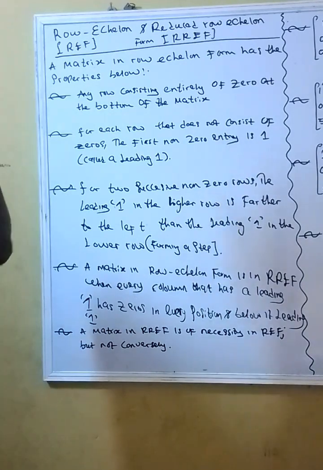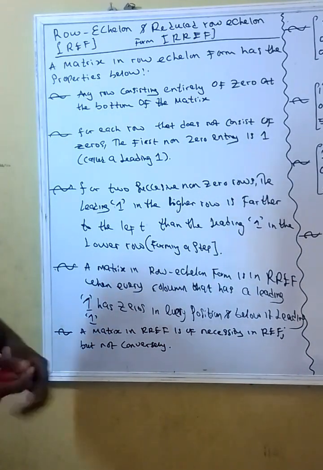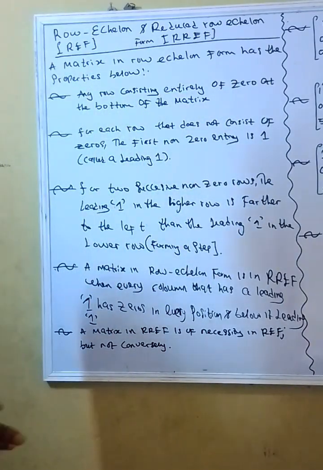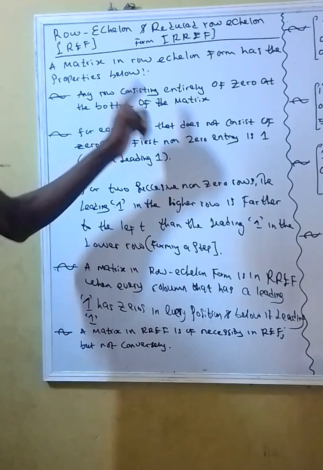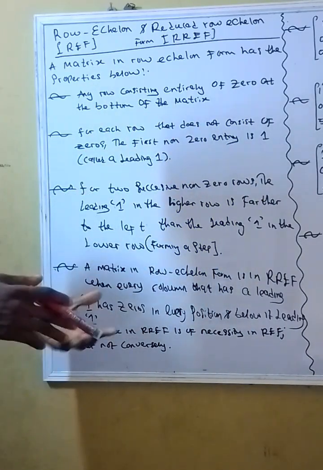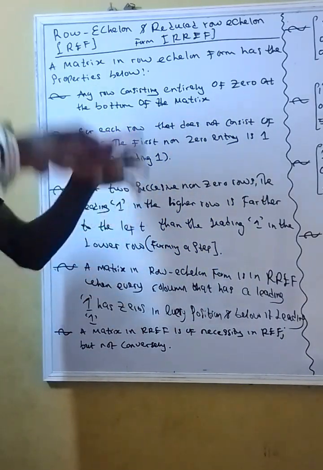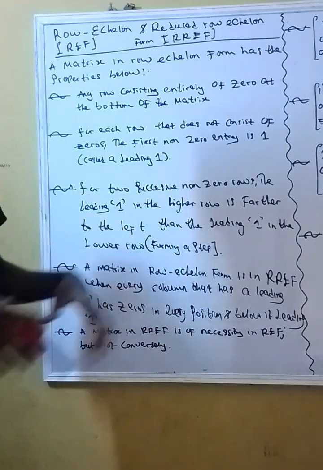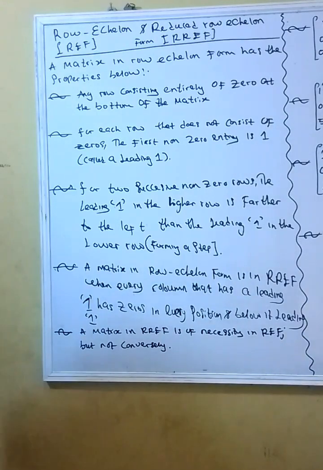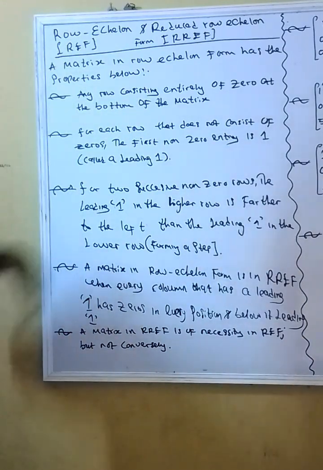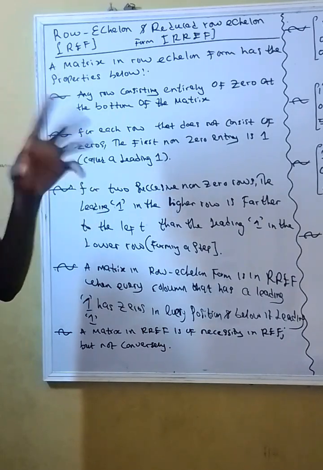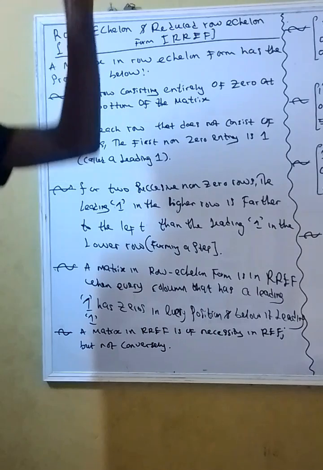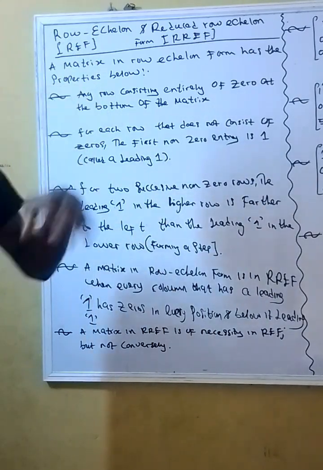So what does row echelon form require a matrix to be? It says that a matrix in row echelon form will have certain properties. The first property is that any row that is entirely zero, in an augmented matrix form, if everything is zero, that means that certain matrix possesses the properties of row echelon form. Also, any row that is entirely zero can never be placed up. It will all be placed at the bottom of the matrix.